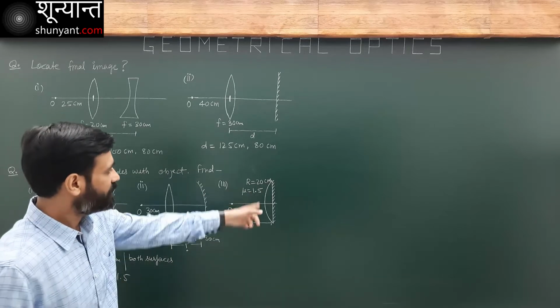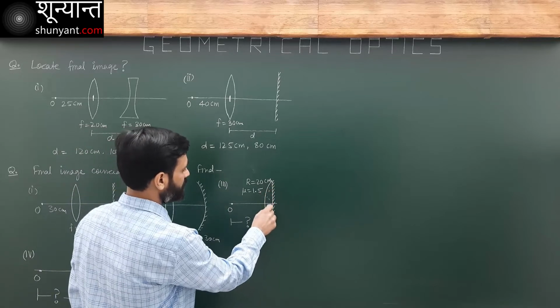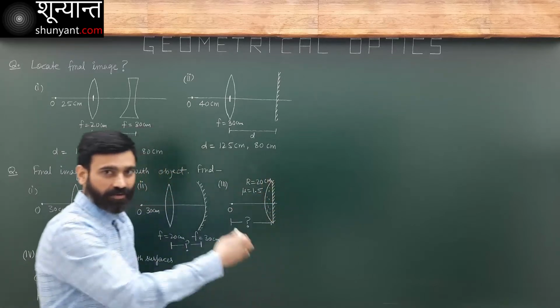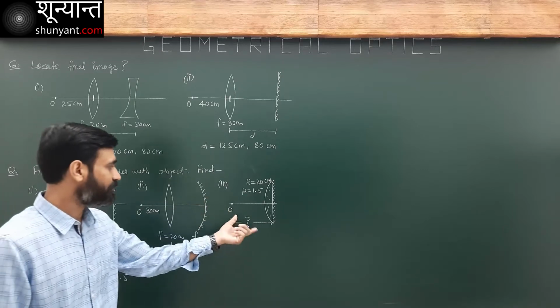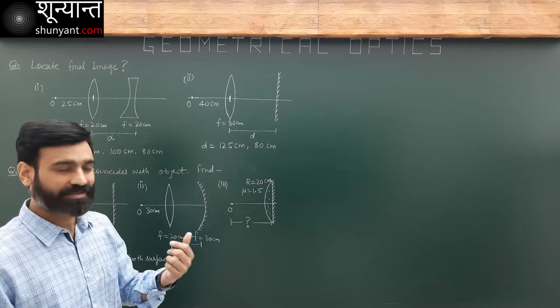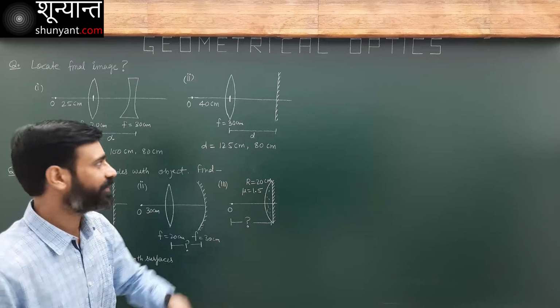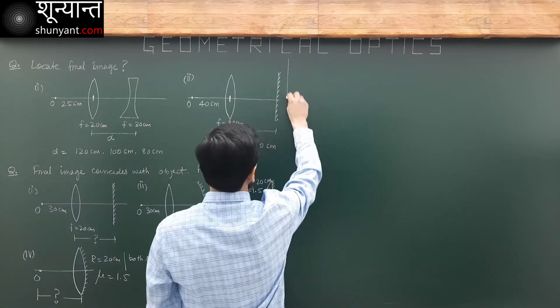The radius of this surface is given, and the refractive index of this medium. So this is my lens here. One surface is silvered. In both cases, at what distance should I keep my object to get a final image coinciding with the object itself? Okay, let's start with this first problem.